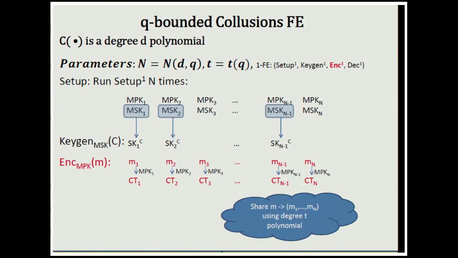Now, the encryption algorithm does the following. It takes a message M. The first thing it does is secret share M using a degree T polynomial, and it obtains N shares, M1 up to MN. Now, for each one of the shares, it uses the appropriate master public key to encrypt the share and get a ciphertext. The output ciphertext is simply going to consist of the collection of all the ciphertexts.